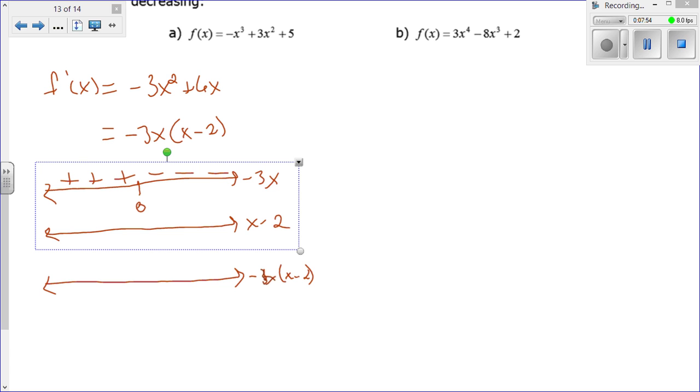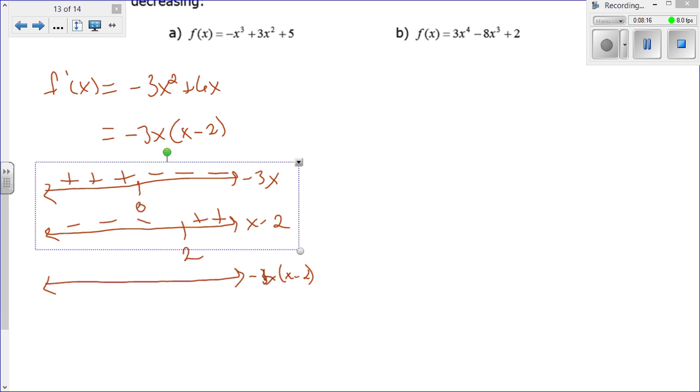x minus 2 is equal to 0 at 2. If I put a number in less than 2, for example 0, I get 0 minus 2 equals -2, so that would be negative. If I put a number greater than 2 in, 10, 10 minus 2 is 8, and that's positive.